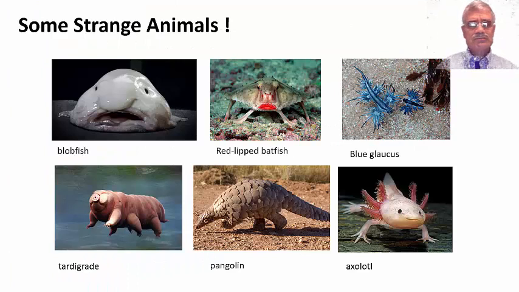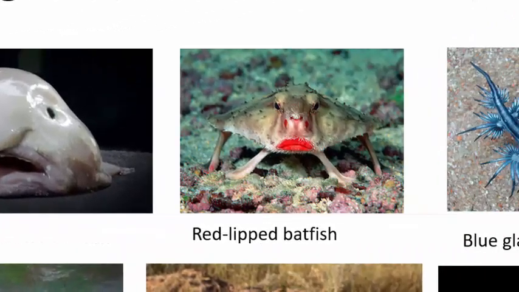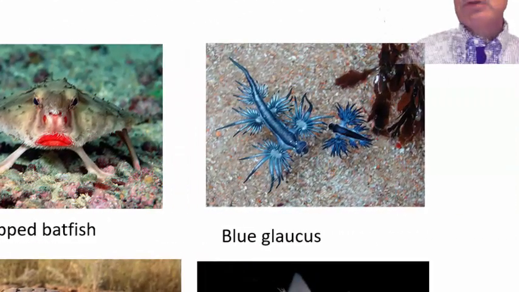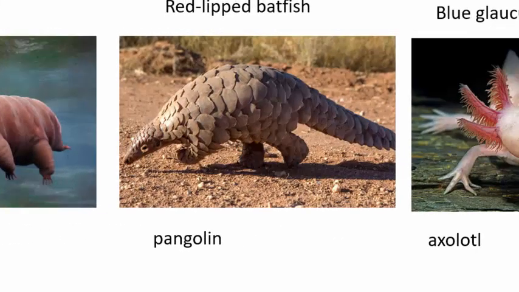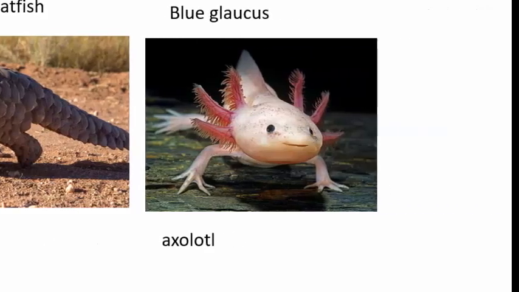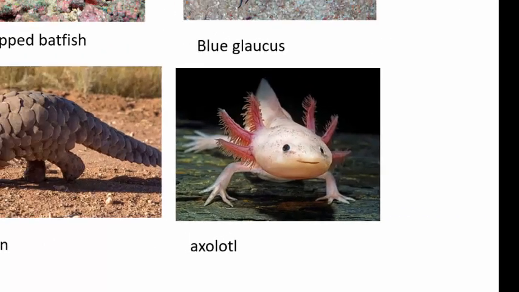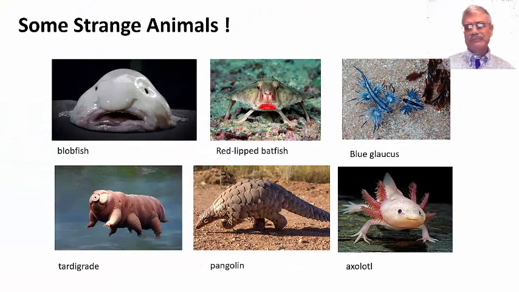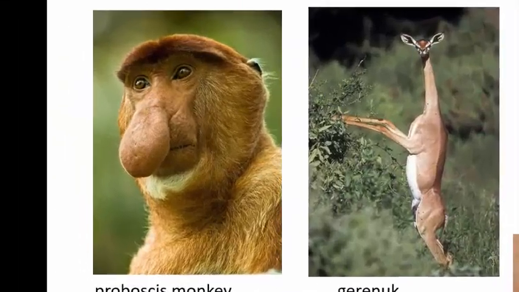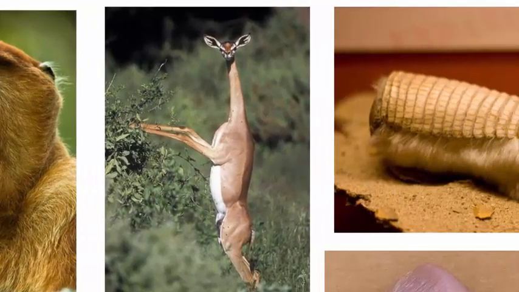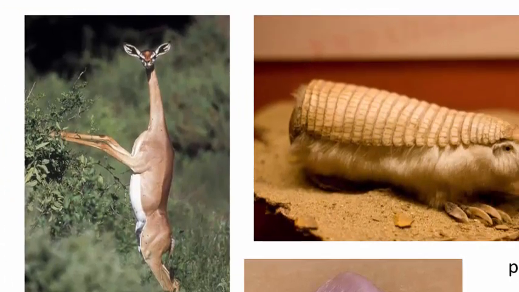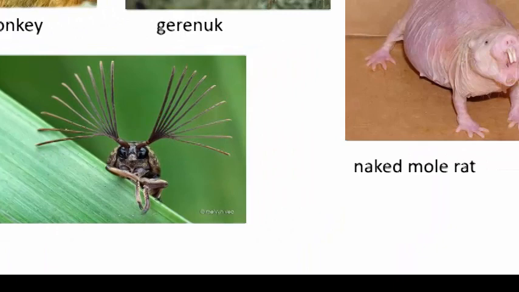Now, I thought I'd show you some strange-looking animals, just for kind of fun. The blobfish, the red-lipped batfish, the blue glaucus, something called a tardigrade, which is not as large as it appears here. It's a very microscopic animal. The pangolin, coated with all its scales, and the axolotl, which is, of course, a very strange-looking organism. A proboscis monkey. Proboscis is a large nose. The gerenuk, which kind of looks strange to me. The pink fairy armadillo. The cedar beetle.